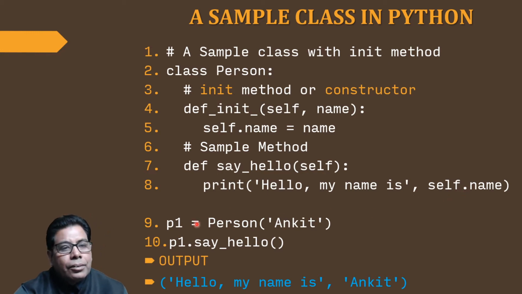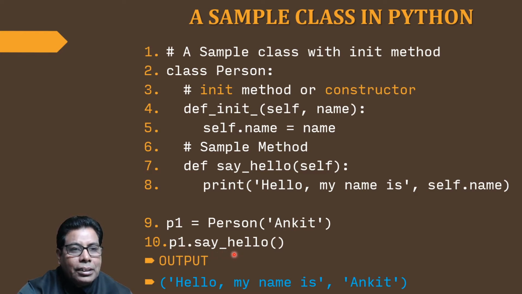Then with this p1 is equal to person Ankit, we are defining object p1 and we are passing Ankit as name to this p1. Then we call the p1 dot say hello. So this method is called with this p1 dot say hello. So when we call this method, then when we run the program, we'll get the output hello, my name is. That is what we have printed here. And then this self dot name, we are getting it from this object.